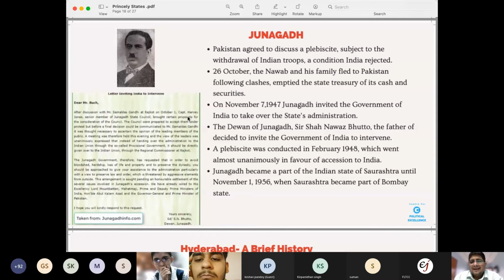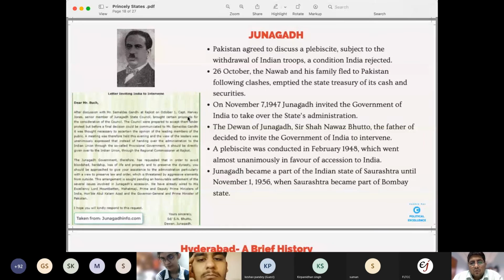And in this letter, he said that I am not able to control the administration. So you should come in on the behalf of Indian government, and you should take the control of this particular state of Junagad. Now, after this invitation, Indian government moved in. The only good thing that India did, they said that we will conduct a plebiscite here.